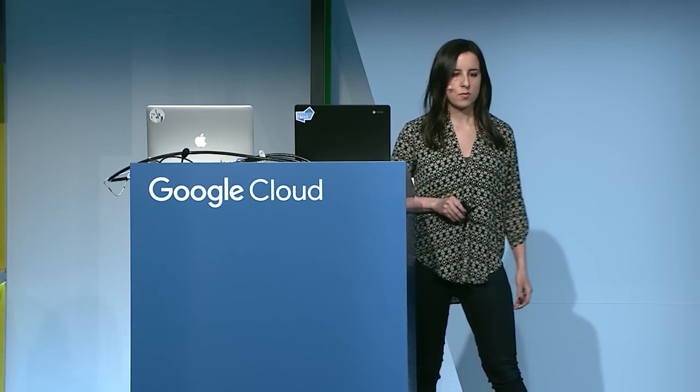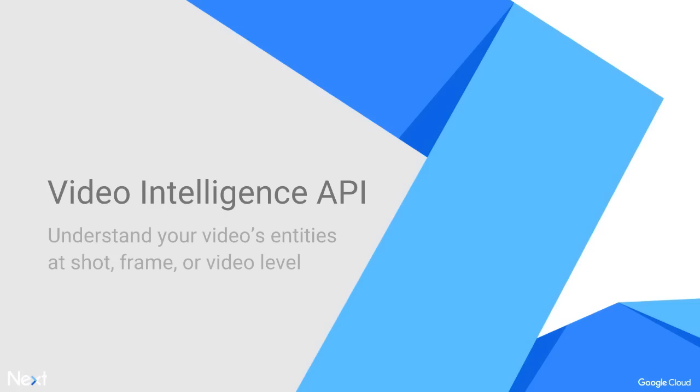So that was the translation API. And the last thing I want to talk about is the Video Intelligence API. How many of you saw it at the keynote yesterday? Looks like most of you. The Video Intelligence API lets you understand your video's entities at a shot, frame, or video level. So video level entities, it'll tell you at a high level, what is this video about? And then it'll give you more granular data on what is happening in each scene of the video.